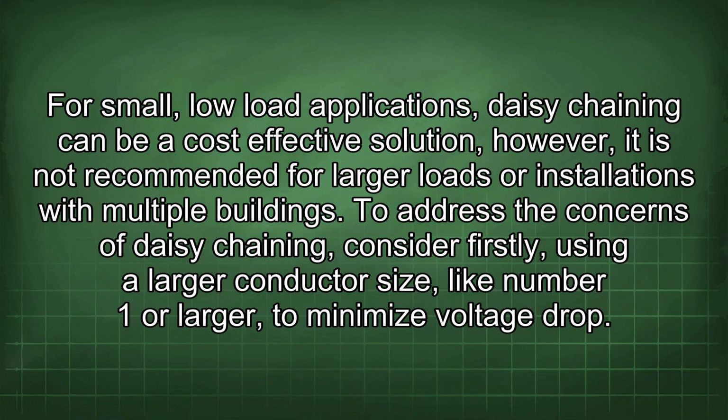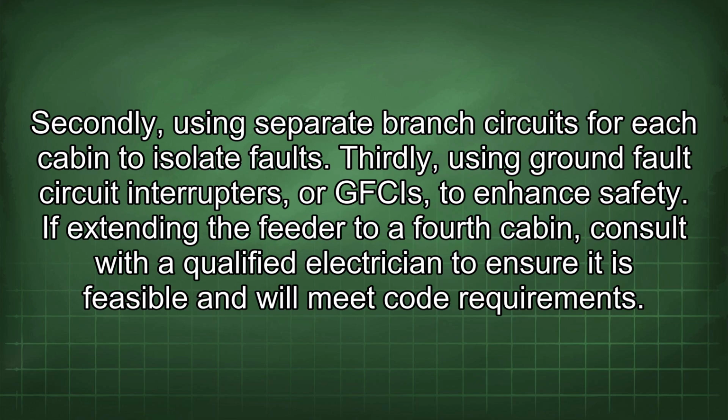To address the concerns of daisy chaining, consider firstly using a larger conductor size, like number 1 or larger, to minimize voltage drop. Secondly, using separate branch circuits for each cabin to isolate faults. Thirdly, using ground fault circuit interrupters or GFCIs to enhance safety. If extending the feeder to a fourth cabin, consult with a qualified electrician to ensure it is feasible and will meet code requirements.